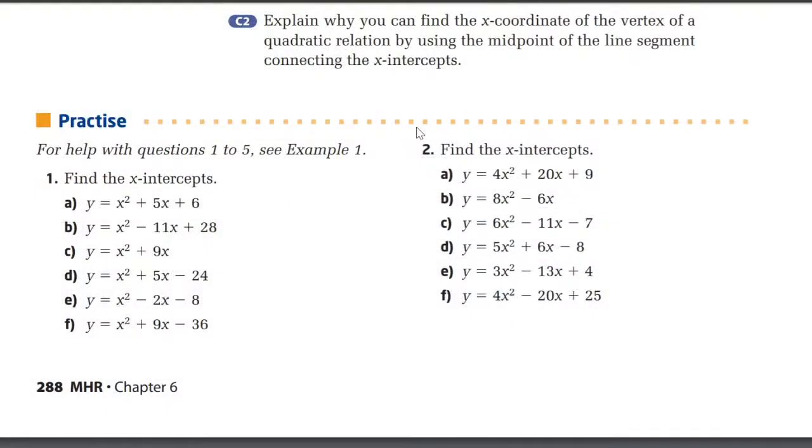But if we take a look at some of the questions, in section 2 here, we have 2 ACE. If we take a look at something like 2A, where we have y equals 4x squared plus 20x plus 9, and we're being asked to find the x-intercepts.